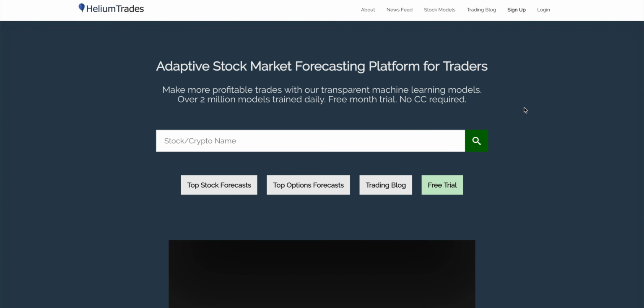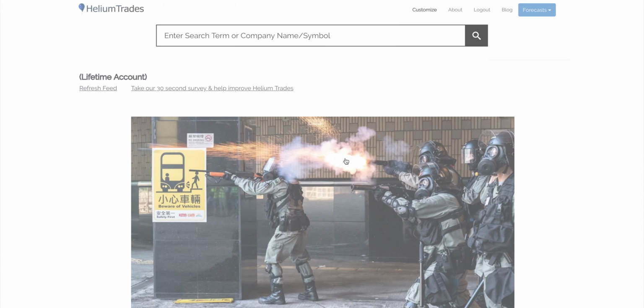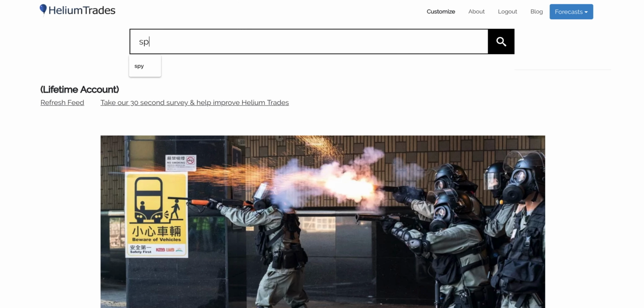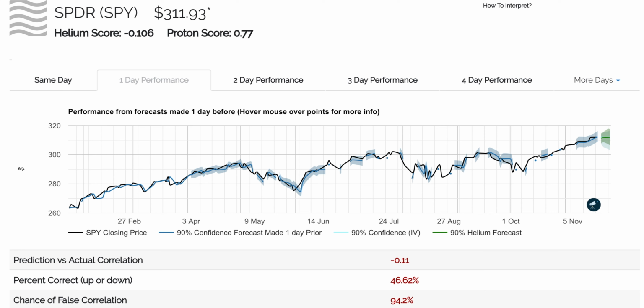Let's get started. First, I'm going to log into Helium Trades, and we're going to search for SPY. So now here you can see the SPY. This is State Street's S&P 500 Index Tracker ETF that we're going to be trading. So let's take a look at the chart here, and I'm going to explain what each of these lines means.